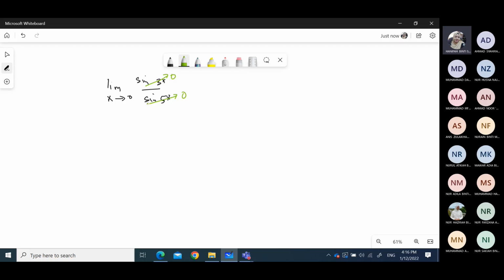Sama juga yang bawah ni lah. Kalau you find the limit for sin 5x, where x is approaching to 0, then we have 0 here. So here we can say that this is about indeterminate form, type of 0 over 0. So bila kita dapat yang ni, kita kena gunakan L'Hopital's rule. Okay, L'Hopital's rule.